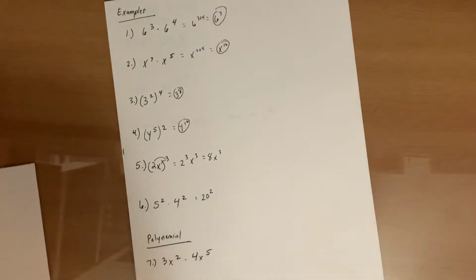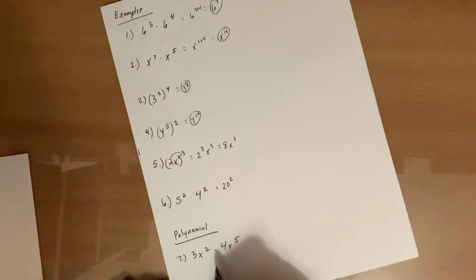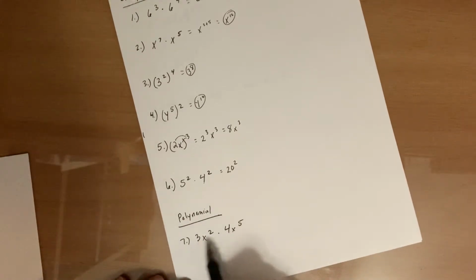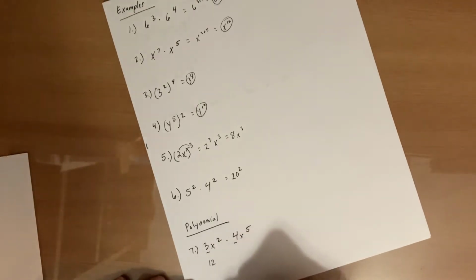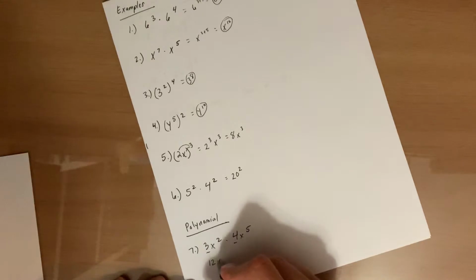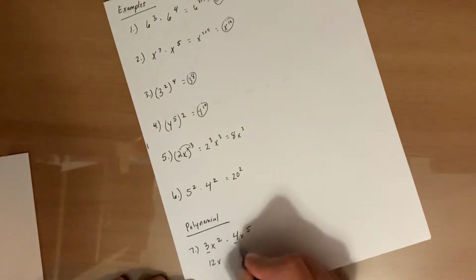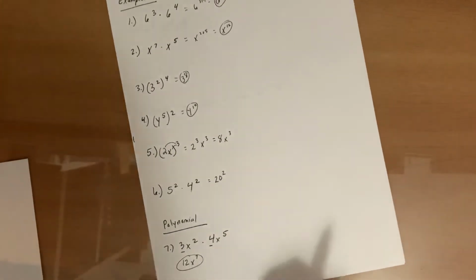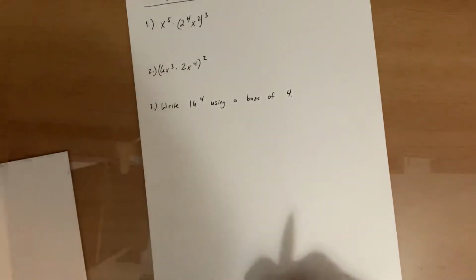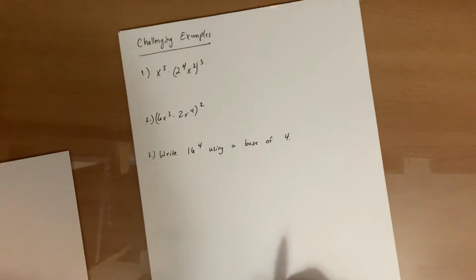Okay, now here's our polynomial example. So we say with polynomials we want to multiply the coefficients. So 3 times 4 is 12. 3 times 4 gave me 12. I'm going to add the exponents. So x to the second times x to the fifth gives me x to the seventh. So 12x to the seventh there. Okay. All right, some challenging examples here.